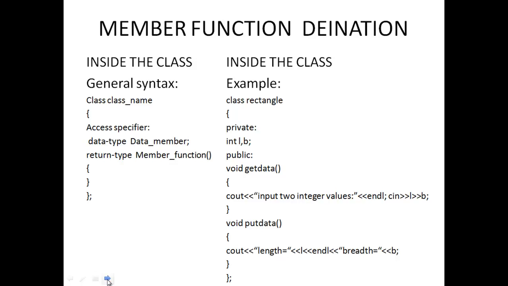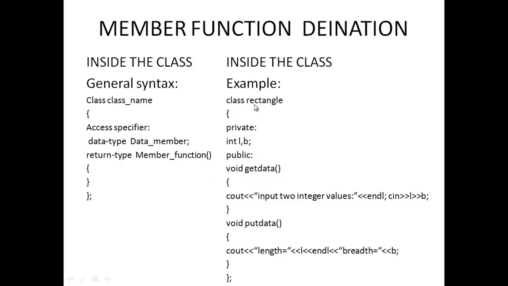Okay. So first in this portion, we discuss the inside of the class. So you see here, when we define a member function inside a class, it is a normal function definition. That means first we declare the return type, then the name of the member function, and then within the braces the body of the member function is written. So see the example here.